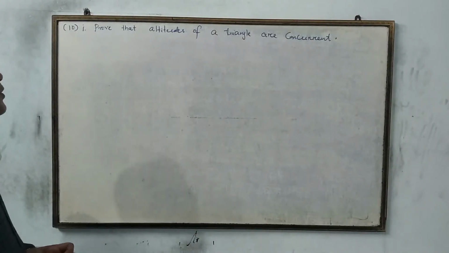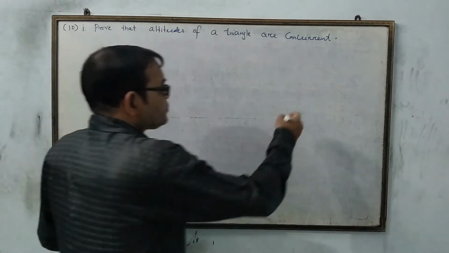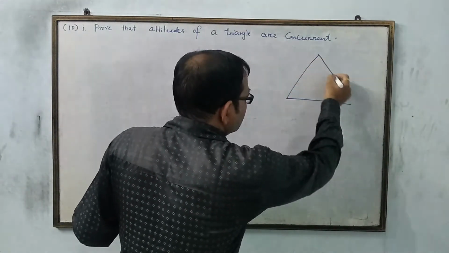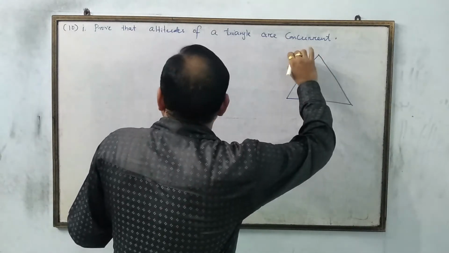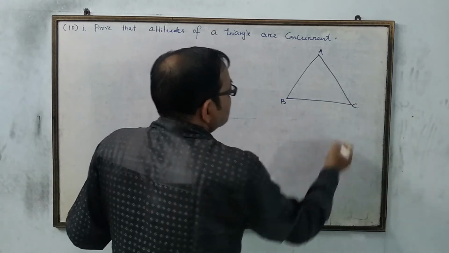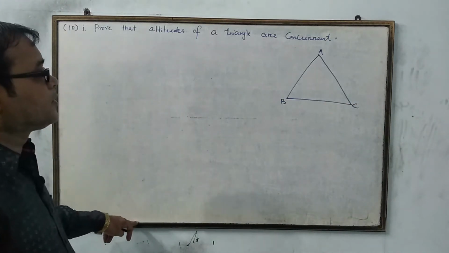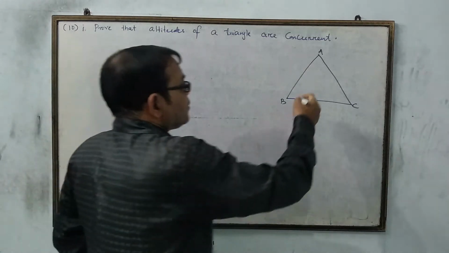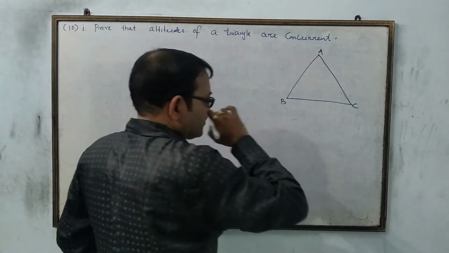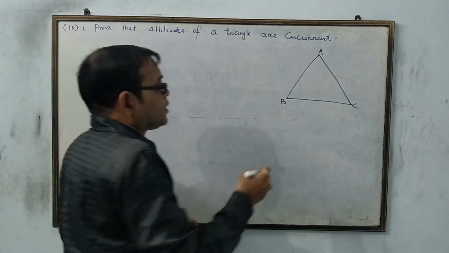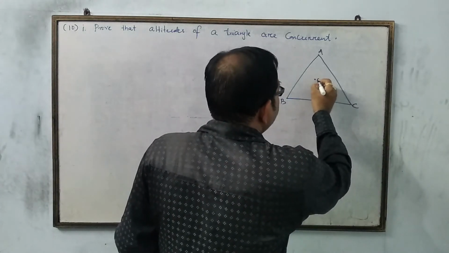Question: prove that the altitudes of a triangle are concurrent. Here we will do it using the vector method. This can also be done by 3D geometry, but in another way we will do it in the vector method. ABC is a triangle. Let O be the origin.